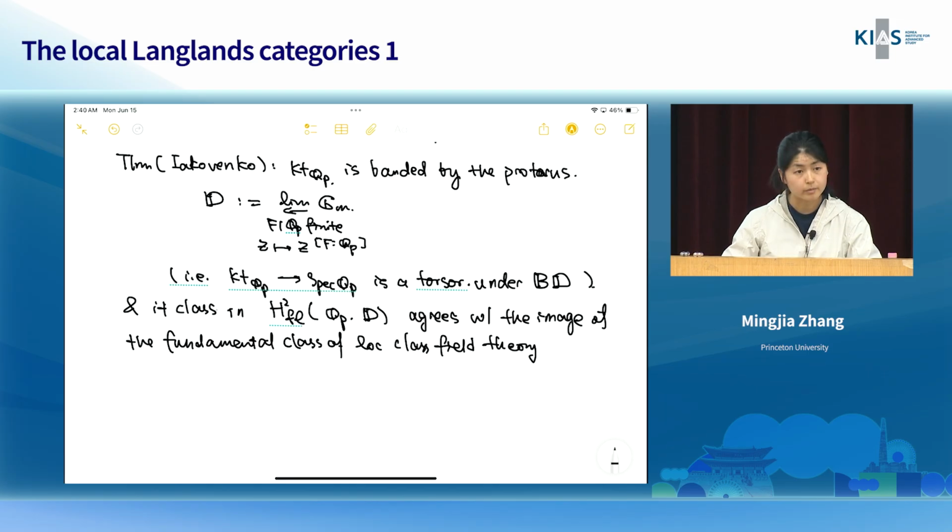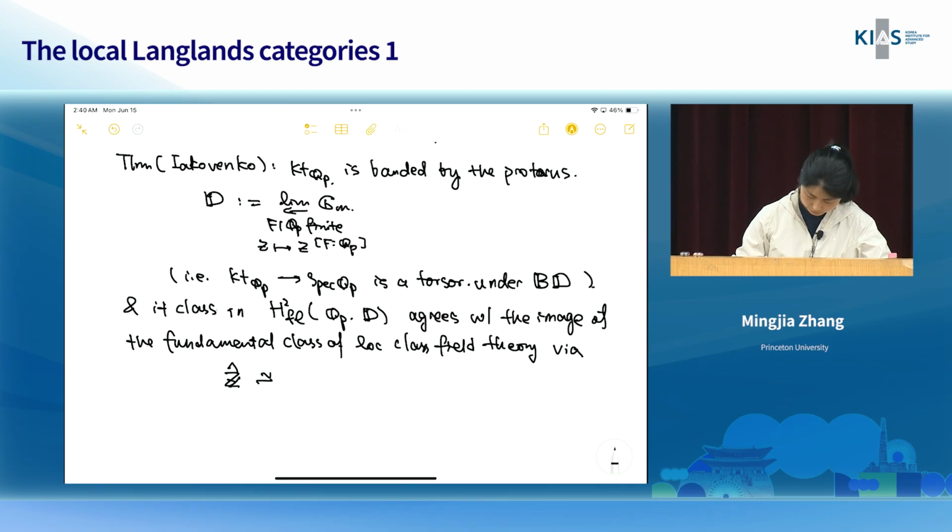So under the map. A question: what's that subscript H2 and L? Yeah, I was just saying that you can view this as the sheaf cohomology of D on the FPQC side of QP. So FR stands for flat. Okay. And it identifies with the image of the fundamental class via the following map.